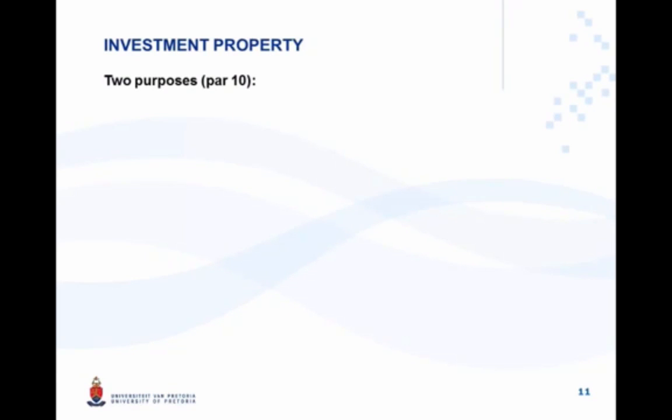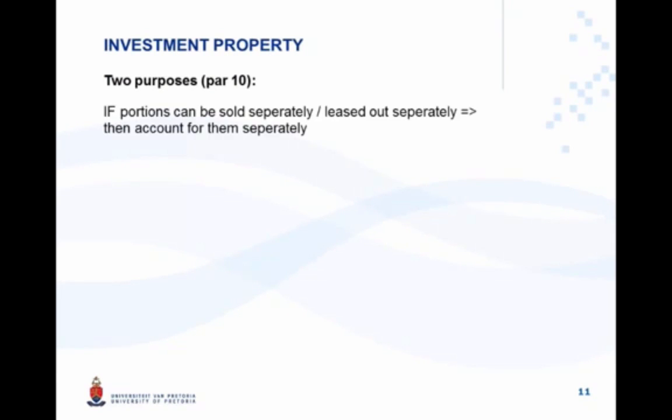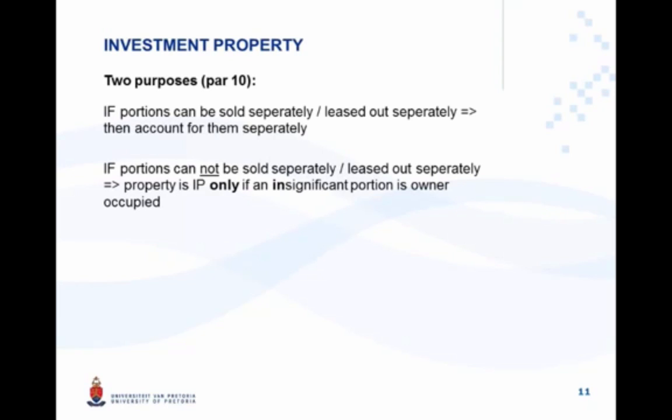If you have one property that's used for two purposes, if you can sell those portions separately or you can lease them out separately, you can account for them separately, because then you can split up the total value. The one portion you treat in terms of IAS 40 and the other portion you treat in terms of IAS 16. But what do you do if you can't sell it separately or you can't lease it out separately? Then you can't split the value. Then you can treat that entire property as investment property as long as the portion that's owner occupied is insignificant to the total property.